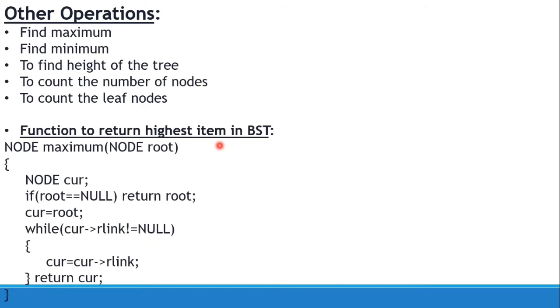Given a binary search tree, a node with the maximum value is obtained by traversing and obtaining the rightmost node in the tree. If there is no right subtree, then return the root itself as the node containing the item with the highest value. So this is the function node maximum of node root: node current, and current equals current of R link. Here we obtain the rightmost node in the BST, and that rightmost node will be the highest item in the BST, and we return the current node.